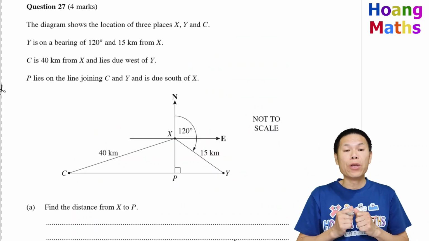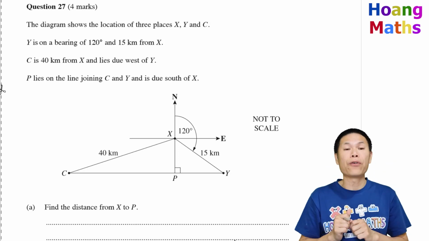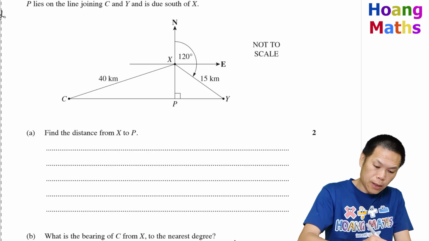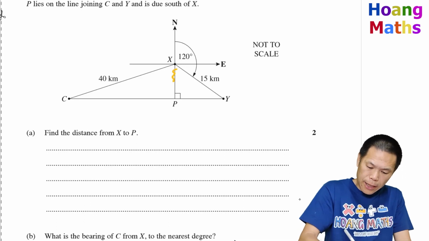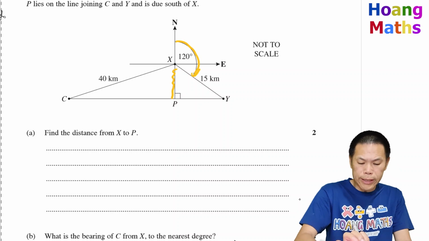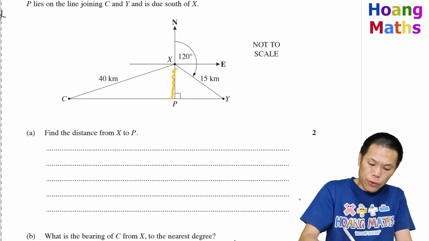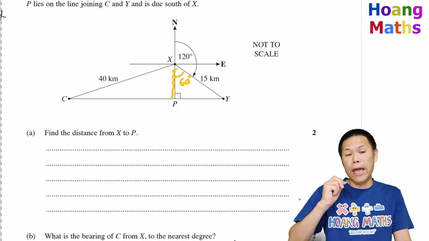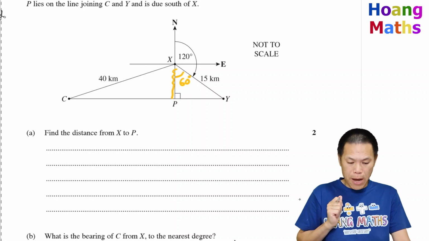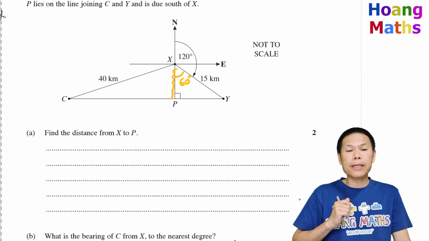Question 27. So we need to find the distance from X to P. So X to P is this length here. And we know that from here to here is 120 degrees. So therefore, this must be 60 degrees because it's a straight angle, adding up to 180. I've just used 180 minus 120. So that gives me 60 degrees.